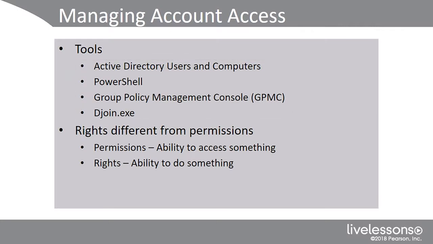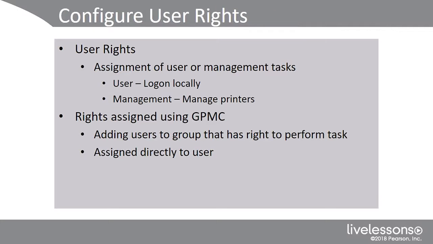Now, when people hear rights and they hear permissions, there's often some confusion. So I want to clear that up right here. Permissions provide you the ability to access something. I want you to be able to print to this printer, or I want you to be able to access this file share. That is a permission. A user right is the assignment of a user-oriented task or a management task. A user-oriented task would be something like logging on locally or changing the system time, where a management task would be something like managing our printers.